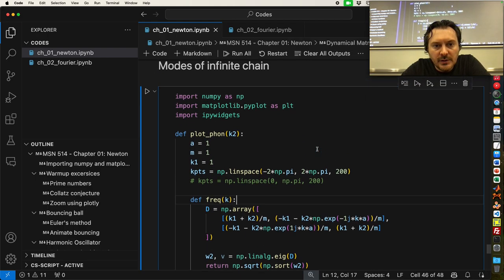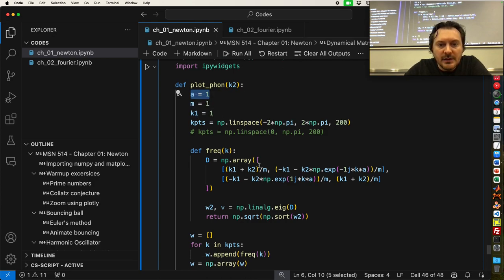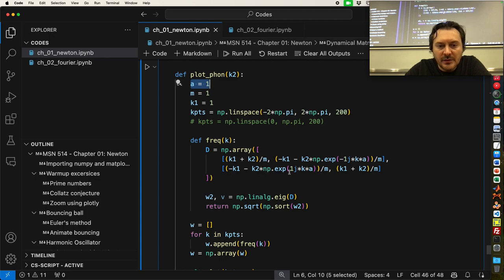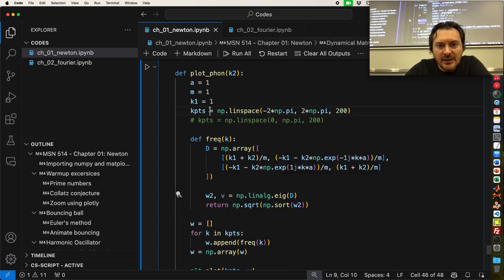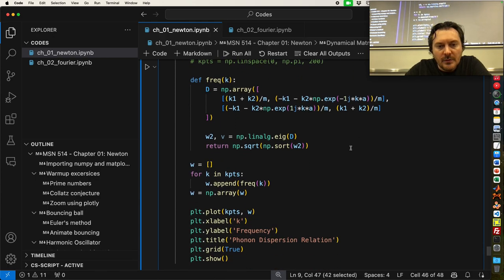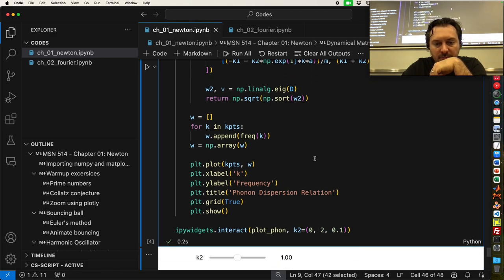So what this code is doing, it's plotting phonons. I will tell you what phonons are. What is it doing? It's taking A, the distance, to be 1, the masses to be 1, K1 to be 1, and then it's getting this matrix and calculating the eigenvalues for every K, while K is changing between minus 2 pi and 2 pi, right? And what do we do next? We basically create an array and we plot the results.